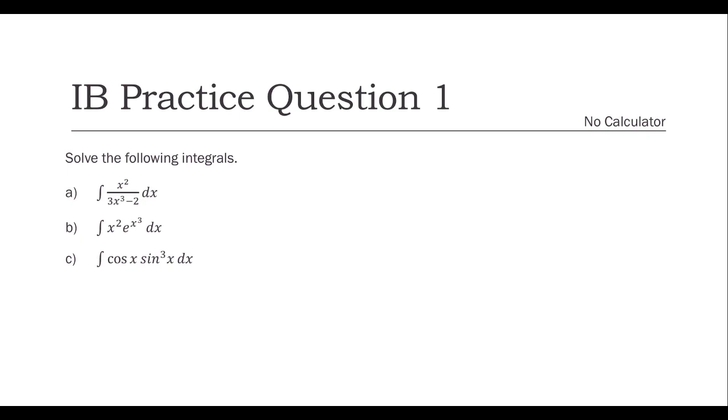So here we have our first IB practice question where no calculator is allowed. It says solve the following integrals. So we're going to use substitution for most of these. So here our denominator is 1 degree greater than our numerator, so we'll try using that for u. So u equals 3x cubed minus 2. So if we take the derivative, du equals 9x squared dx.